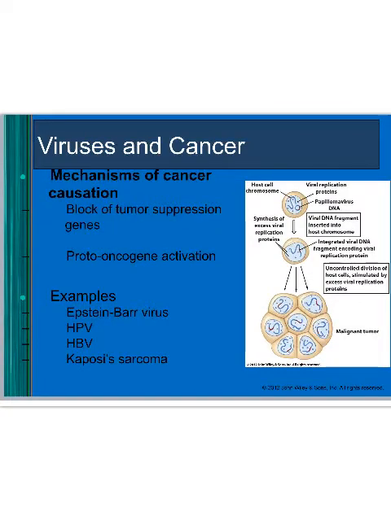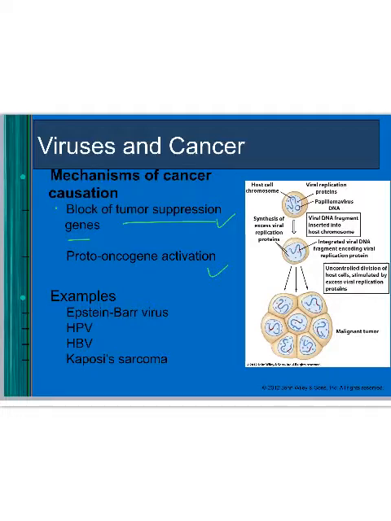Okay, now viruses and cancer. Okay, so there's definitely a relationship between viruses and cancer. So how they can cause it, there's a couple different ways. So one of the things it can do, our body has genes that suppress tumors, okay? If there's a tumor, it keeps the cells from multiplying uncontrollably.